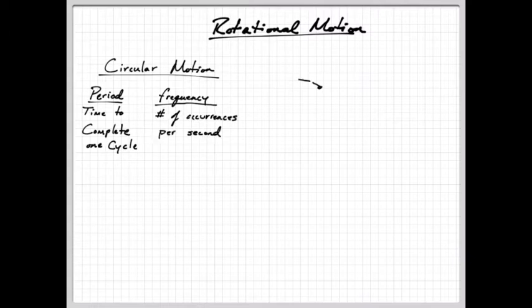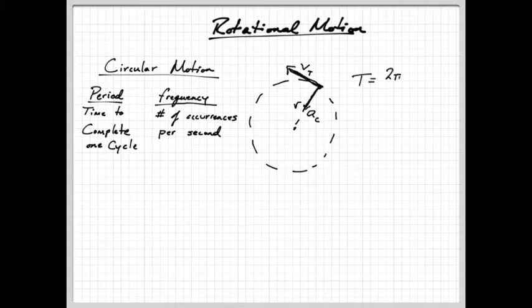So let's think of an object that's moving in a circle of some given radius. We know that it has a tangent velocity. Okay, it moves off in a straight line, tangent to the circle. And we could calculate the period by simply taking the distance the object travels divided by the speed at which it's moving. The distance of a circle is the circumference, 2 pi times the radius, divided by the tangential speed. Again, all of this should be review. The frequency then is simply the inverse of the period.